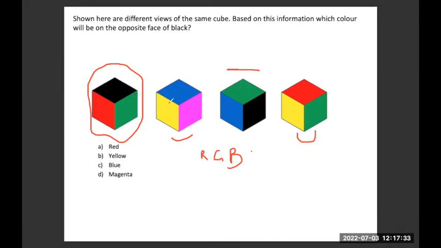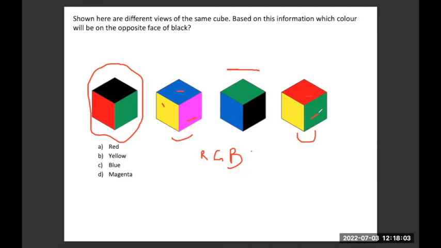So what I guessed from this part is, if you look at these two cubes, next to yellow there is one blue and one magenta. Here next to yellow there is one red and one green. What it means is all four sides of yellow are covered by blue, magenta, red, and green. Does black come there? No. Naturally, yellow will be opposite black.